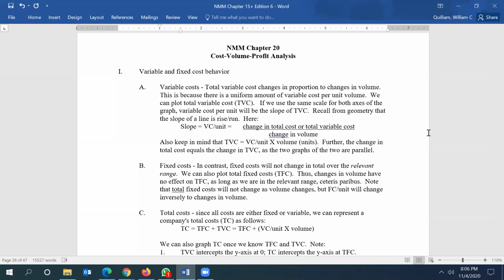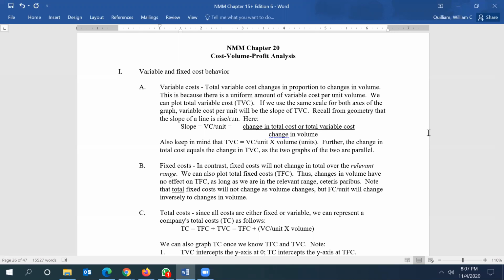Well, if we make one shirt, we have $10 in materials cost. If we make two shirts, we have $20. Make 10 shirts, $100 of direct materials costs, etc. So there's a constant amount or uniform amount of variable cost per unit, which is 10. And then total variable cost goes up in direct proportion to changes in that volume.